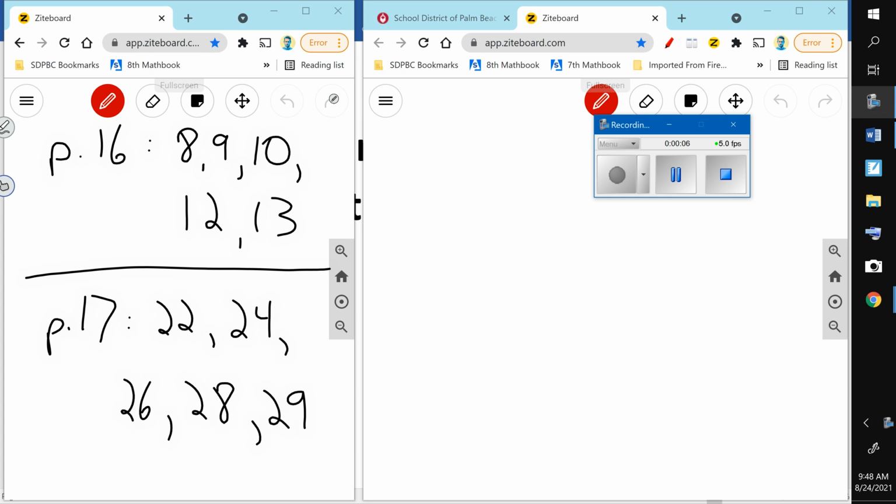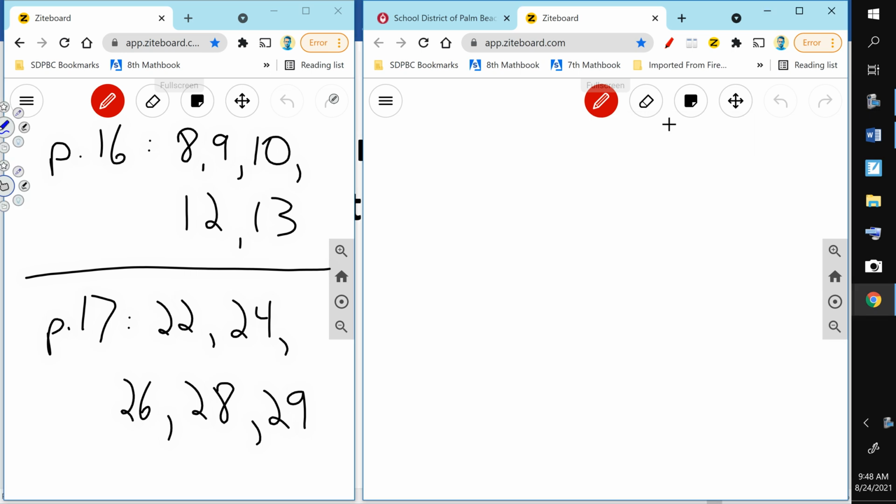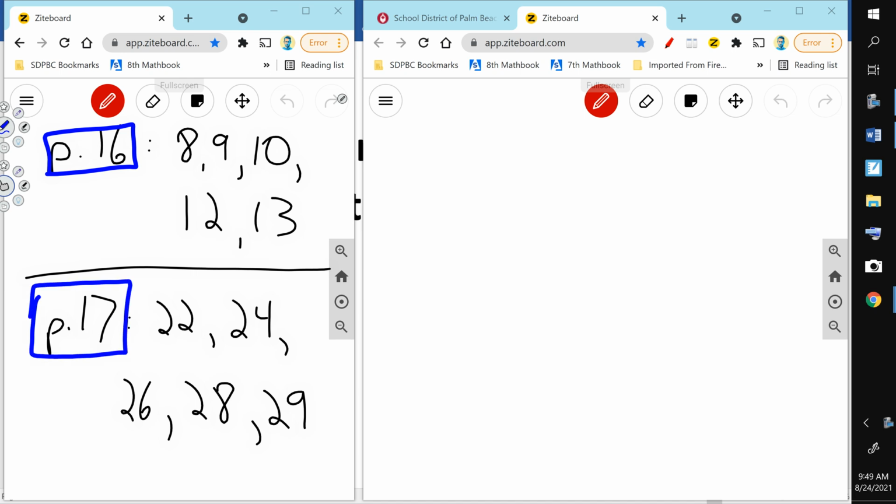This is going to be help going over today's assignment. I give you 10 questions. If you look on the left side of the board, you're going to see 5 problems on page 12 that I want you to do, and 5 problems on page 17 that I want you to do.